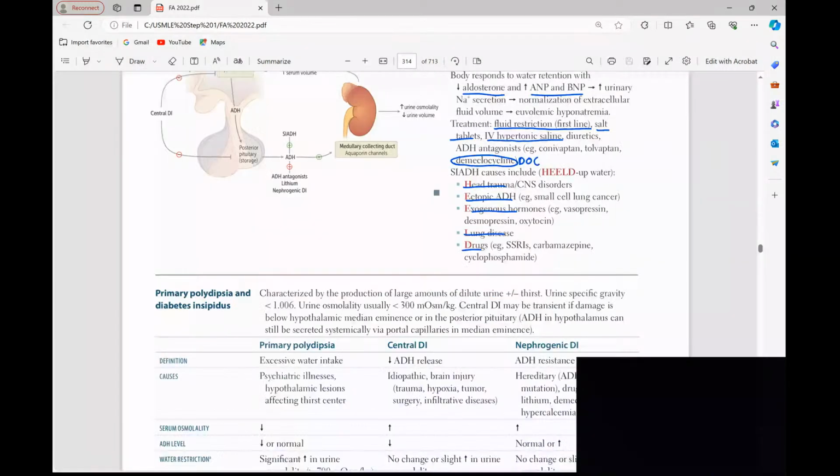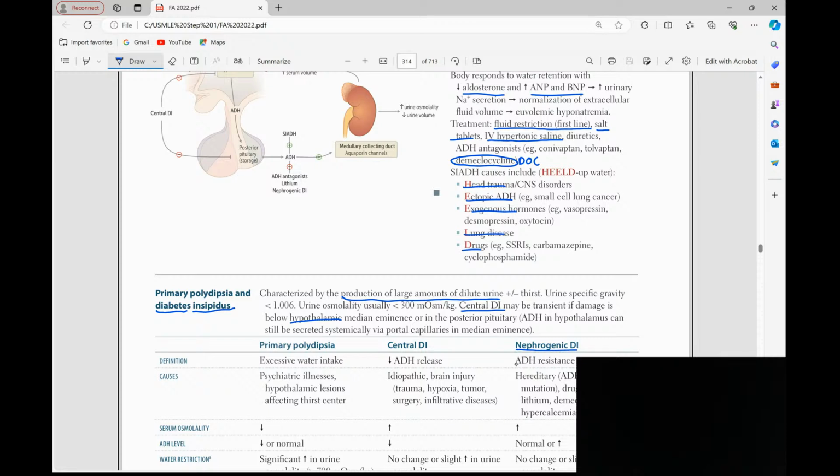Other thing is diabetes insipidus. Diabetes means urine, and insipidus is tasteless urine. There was diabetes mellitus, that is urine too, but mellitus is sweet urine. Here it is tasteless urine, that is production of a large amount of dilute urine. And we had already said that central DI is due to hypothalamic cause, and nephrogenic DI is due to ADH resistance. That's all. And primary polydipsia is due to psychiatric illness. The patient may take a lot of water.